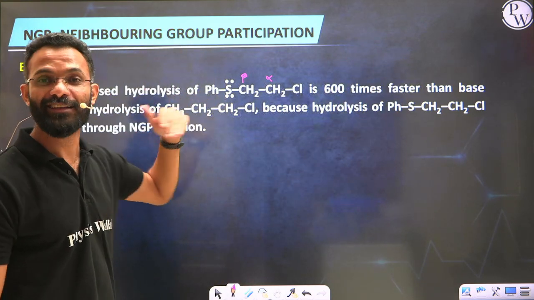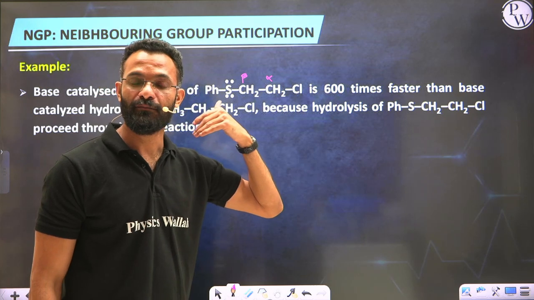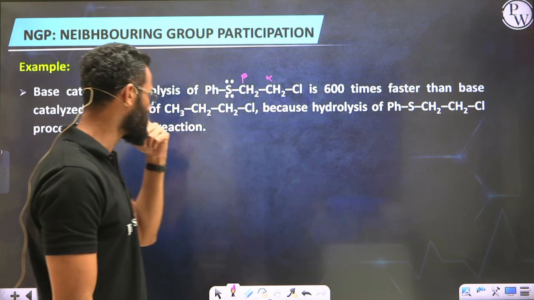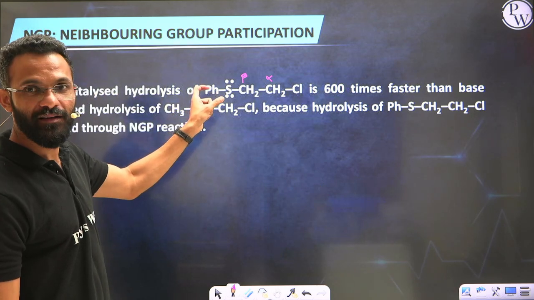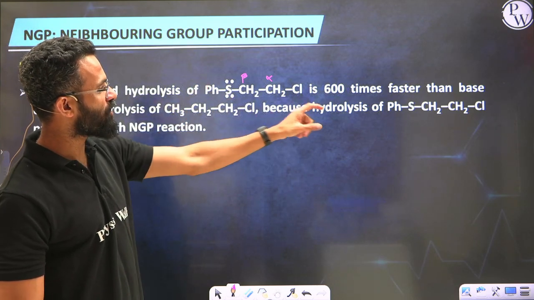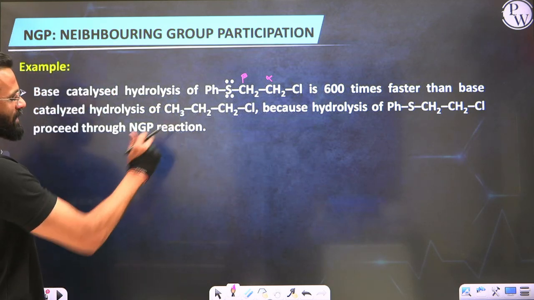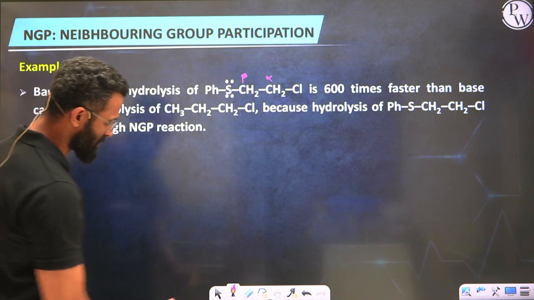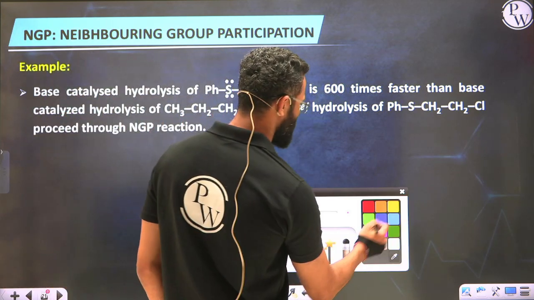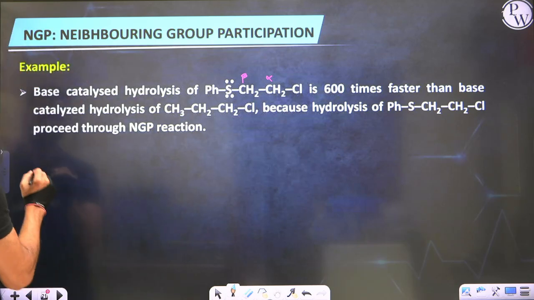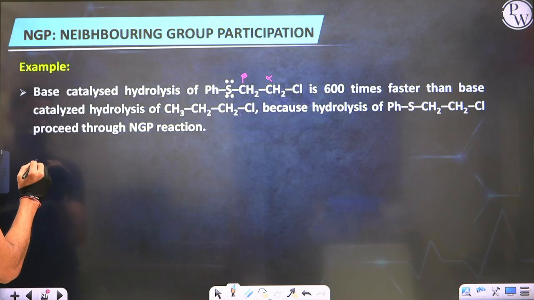You understand, the rate has become so fast, 600 times faster, because of the presence of such a neighboring group. Hence hydrolysis of such a molecule will be a result of neighboring group participation. How? Let us try and understand. So to understand, I'm writing the reaction. So this is our substrate. Okay, so the reaction can be written like this.